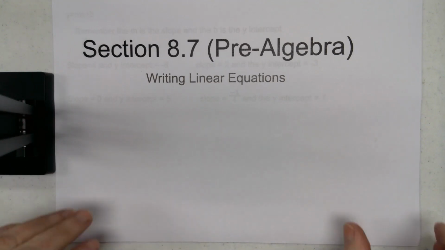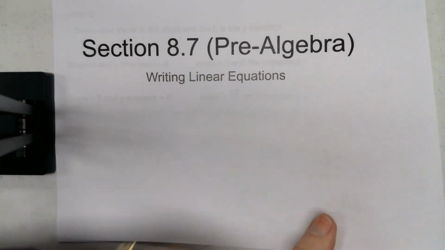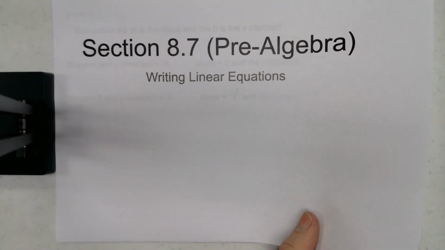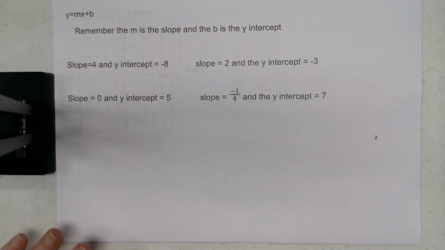Section 8.7 is on writing linear equations. Basically, what we're going to do is go backwards from what we have been doing. We've been taking an equation and graphing, and today we're going to take information and actually write the equation.